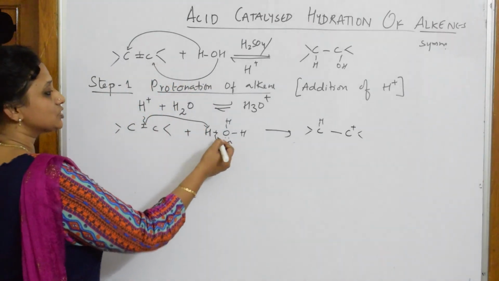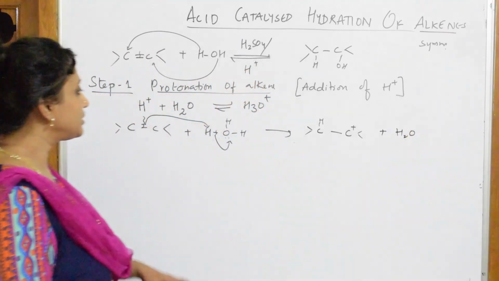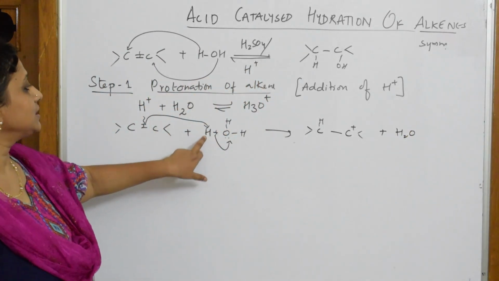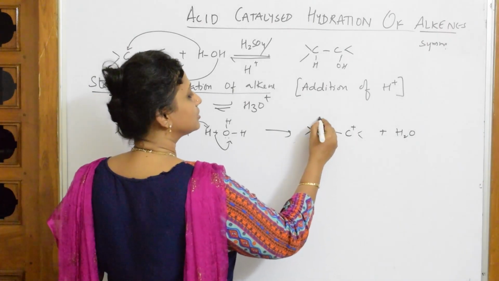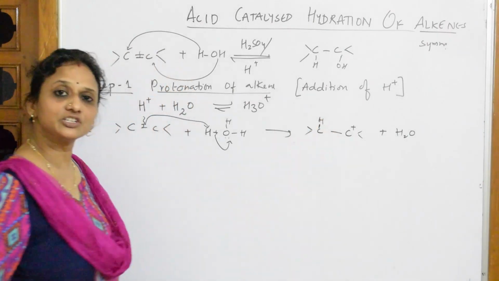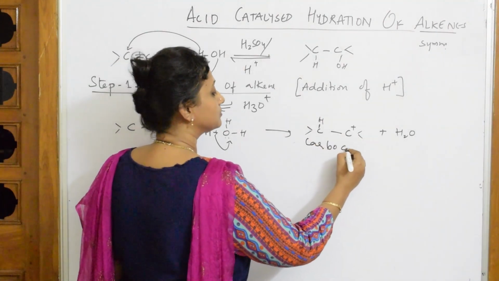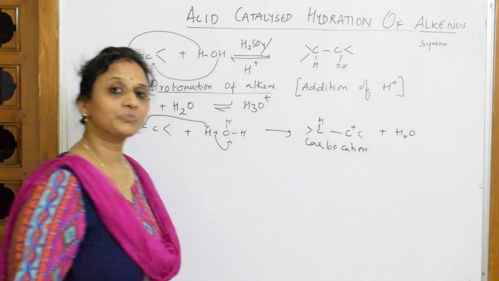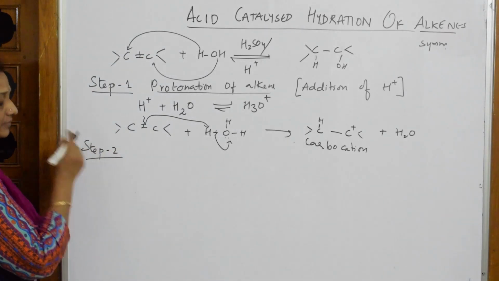Right, and what else do we have? We have a water molecule coming again. So that is the reason, what did I do? I added H plus here. That's why it is protonation of alkene, addition of proton. This is called your carbocation. Done.